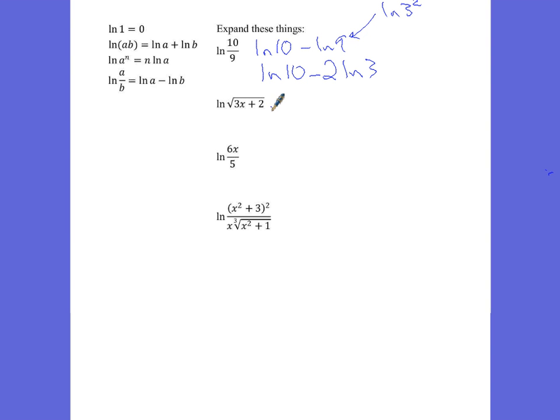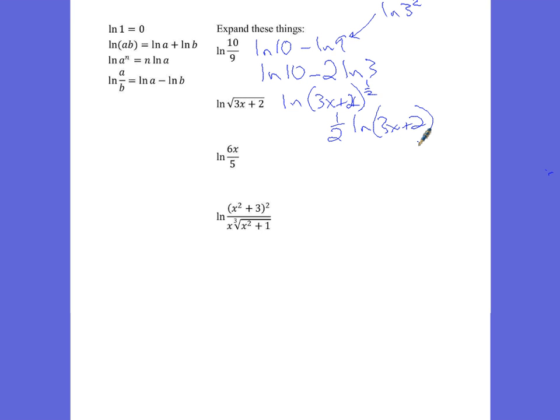All right, natural log of this guy, what should we do? Rewrite to what? Okay, now that I've done that, what can I do? Oh, sorry. Yeah, I think you did. It's totally your fault. Now what? So the 1/2 comes down, natural log 3x plus 2. Now what? Yeah, that's as far as you can go.